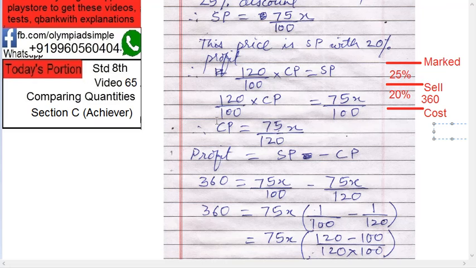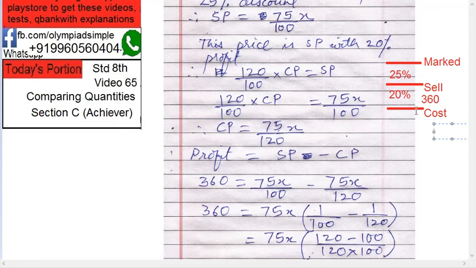Therefore CP equals, 100 goes across, and this 120 goes below. So it becomes 75x upon 120. So CP equals 75x upon 120. You can simplify this by 5, but don't do that. It will be a waste of time. Okay. Now CP you know, 75x upon 120, and selling price you know, he has sold it at 20% profit.